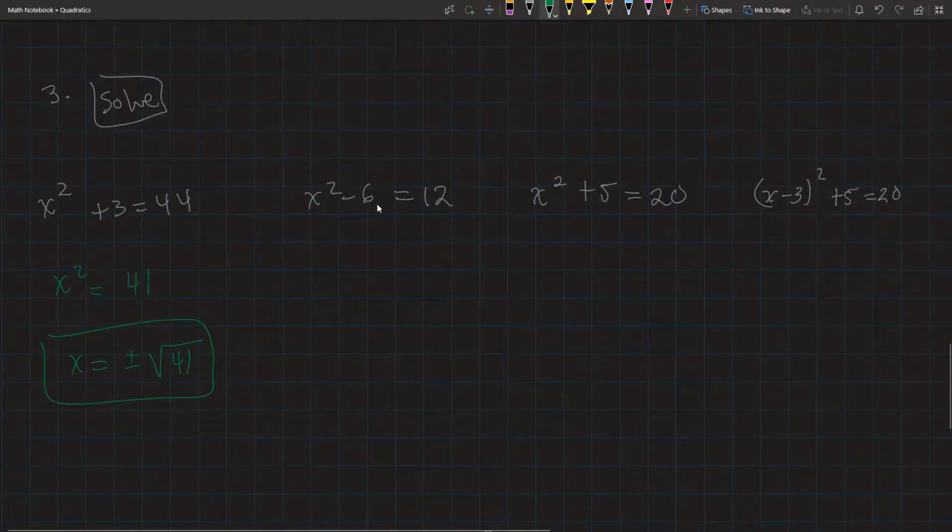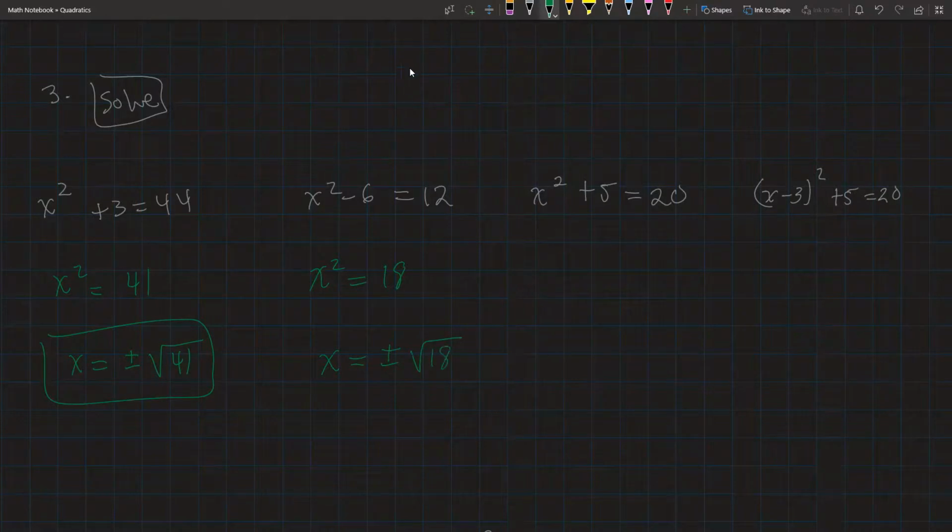Then we have something squared minus 6 equals 12. Same format as the other one, pretty much. Let's undo the minus 6 by adding 6 to both sides. X squared is, be very careful, 12 plus 6, not minus 6. It's 18. And then x is a positive or negative square root of 18.